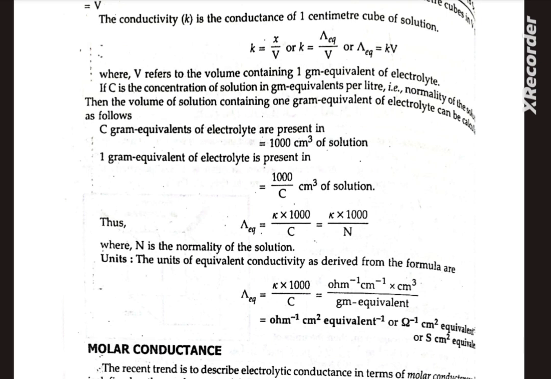Unit: the units of equivalent conductivity are ohm inverse centimeter square equivalent inverse, or Siemens centimeter square equivalent inverse.